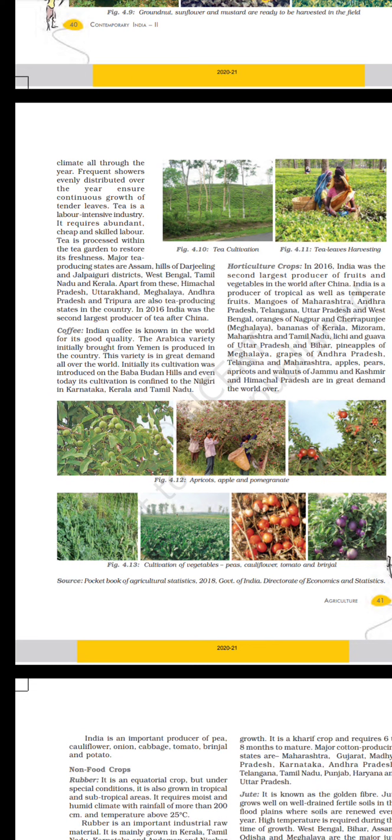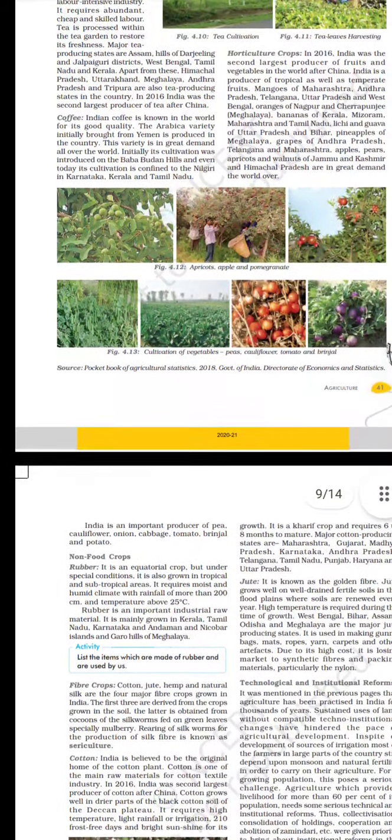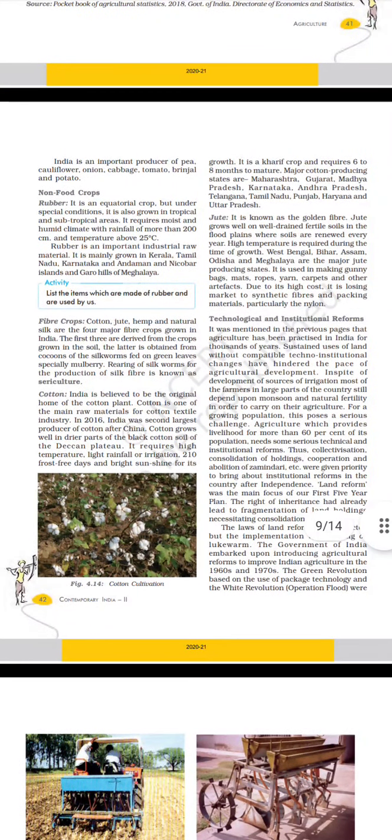Bananas of Kerala, Mizoram, Maharashtra, and Tamil Nadu. Lychee and guava of Uttar Pradesh and Bihar. Pineapples of Meghalaya, grapes of Andhra Pradesh, Telangana, and Maharashtra. Apples, pears, apricots, and walnuts of Jammu and Kashmir and Himachal Pradesh are in great demand the world over. India is an important producer of pea, cauliflower, onion, cabbage, tomato, brinjal, and potato.